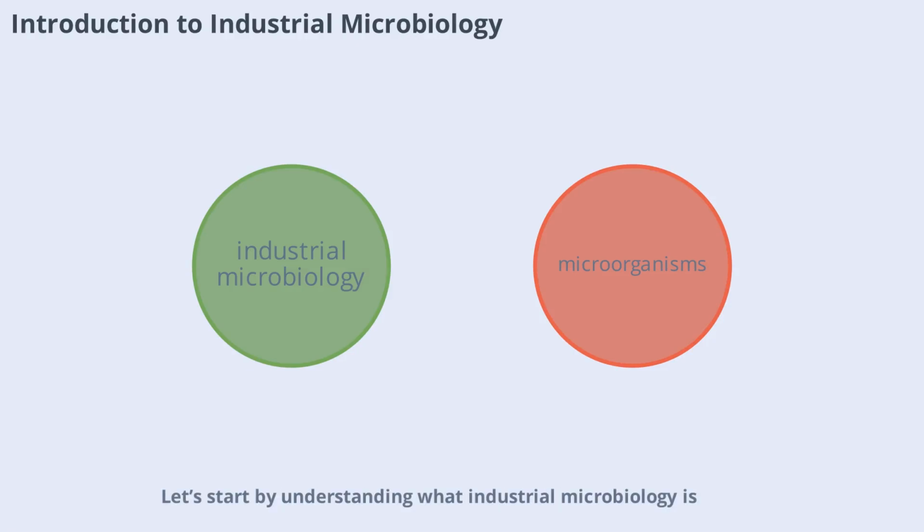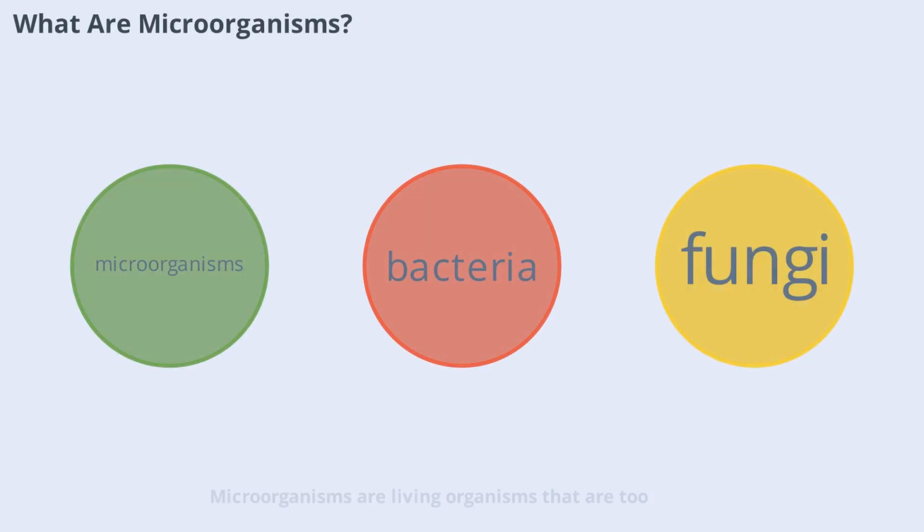Let's start by understanding what industrial microbiology is and why it matters so much in today's world. Microorganisms are living organisms that are too small to be seen with the naked eye. They include bacteria, fungi, viruses, and algae. In industrial settings, these tiny life forms are harnessed for their unique abilities to transform raw materials, produce valuable products, and even clean up waste. Understanding the diversity and capabilities of microorganisms is the foundation for their successful application in industry.